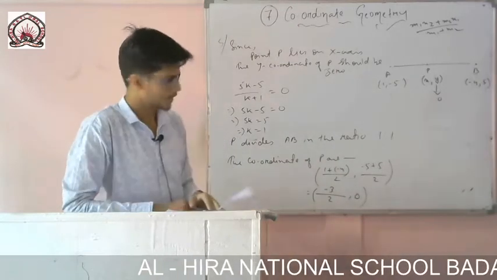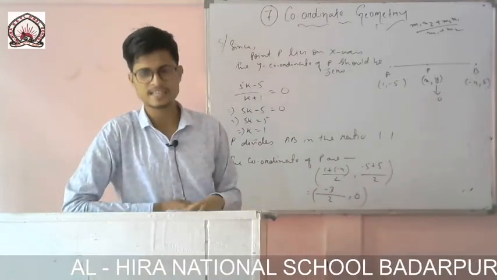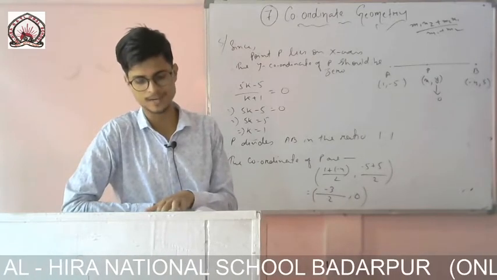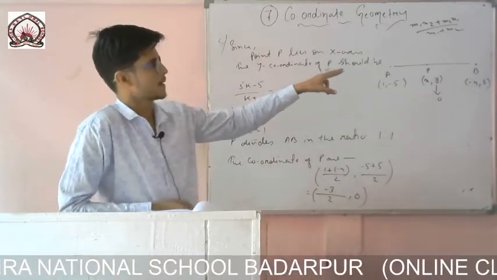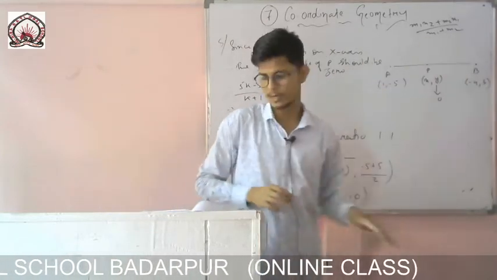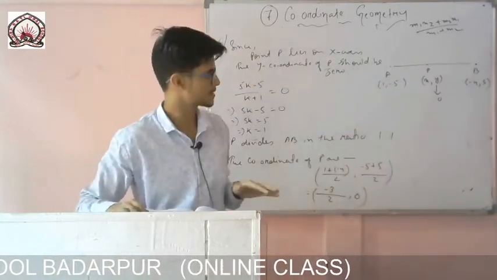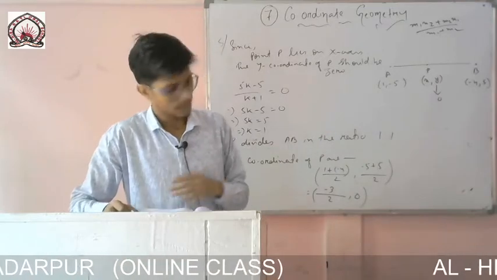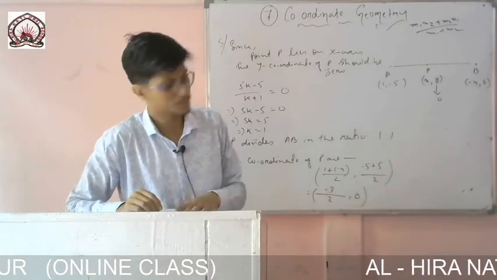Okay, so now you see example number 9. It is the same as this one, but the difference is that in our earlier question the line was passing through the x-axis, and here we need the ratio in which the y-axis divides.